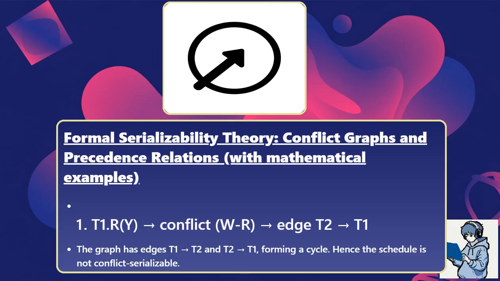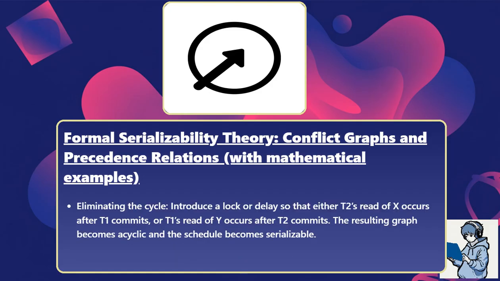The graph has edges T1 → T2 and T2 → T1, forming a cycle. Hence the schedule is not conflict serializable. Eliminating the cycle: introduce a lock or delay so that either T2's read of X occurs after T1 commits or T1's read of Y occurs after T2 commits. The resulting graph becomes acyclic and the schedule becomes serializable.